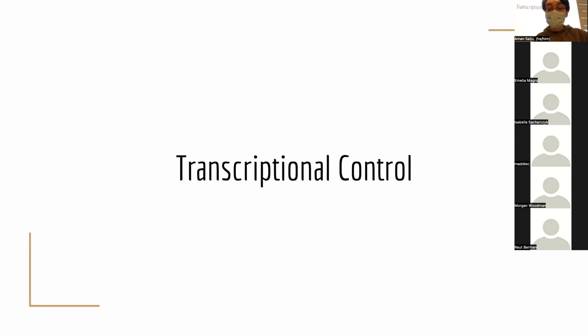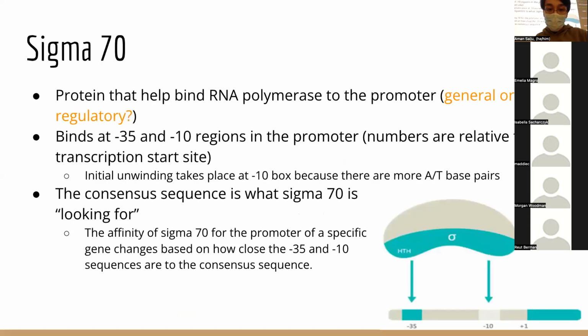So let's talk about transcriptional control. Let's begin with prokaryotes, right? So sigma 70 is a transcription factor found primarily in prokaryotes. It is essentially the main transcription factor that is required by RNA polymerase.